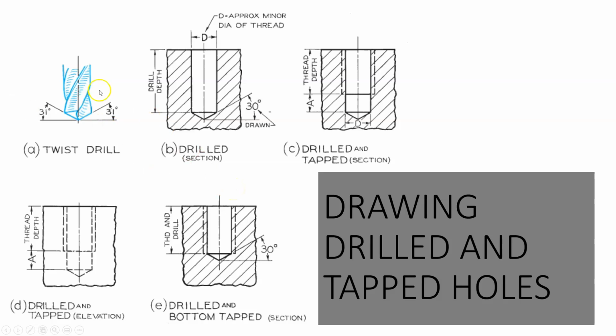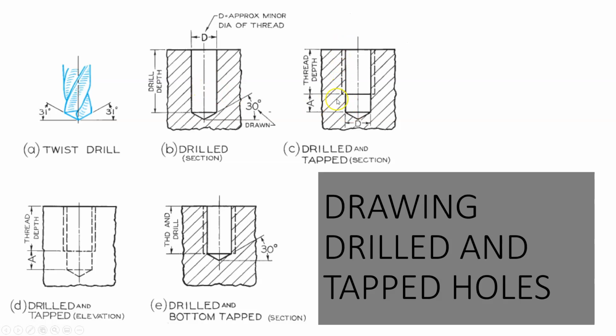So when you're drawing, now here's some guidelines for how to draw a hole. Obviously this is in section view. This is the hidden view of this. This is just the hole caused by the drill bit. So this is what we would call a blind hole.